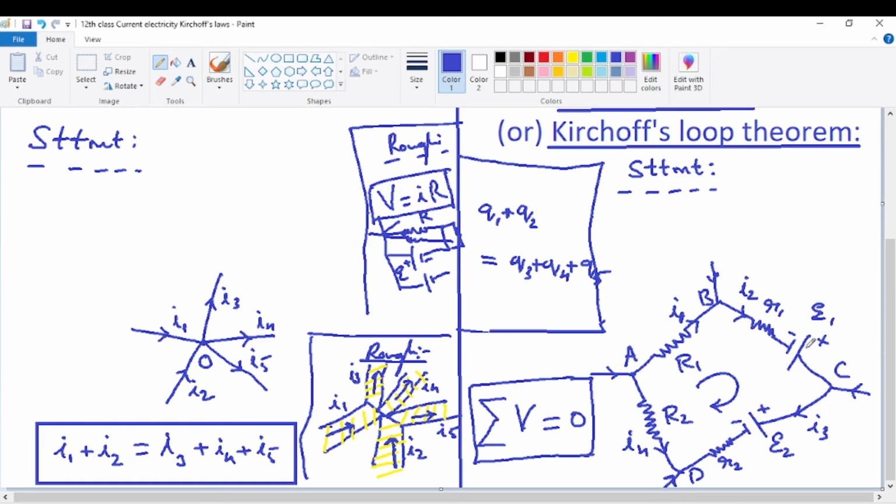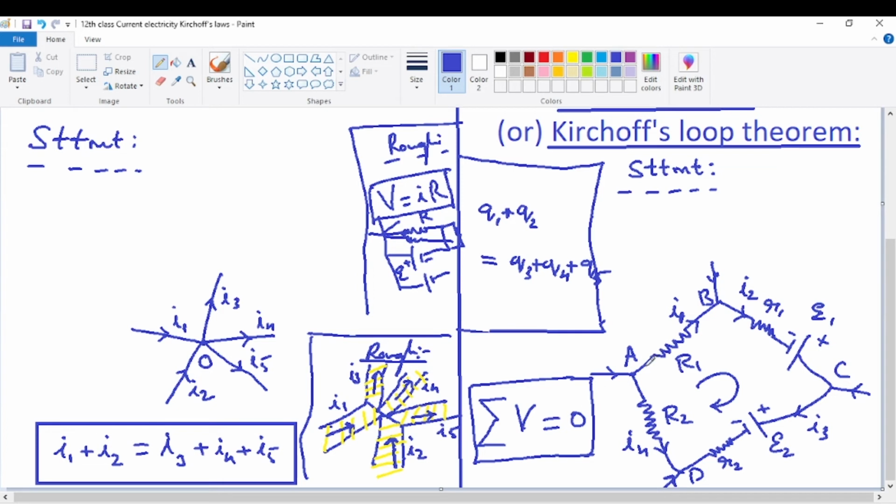EMF is a very important quantity related to any battery or cell. It is defined from the law of conservation of energy, and based on the same law, different definitions of EMF are obtained. Very simple definitions, but very powerful definitions, and those are applied here. Now just observe here.